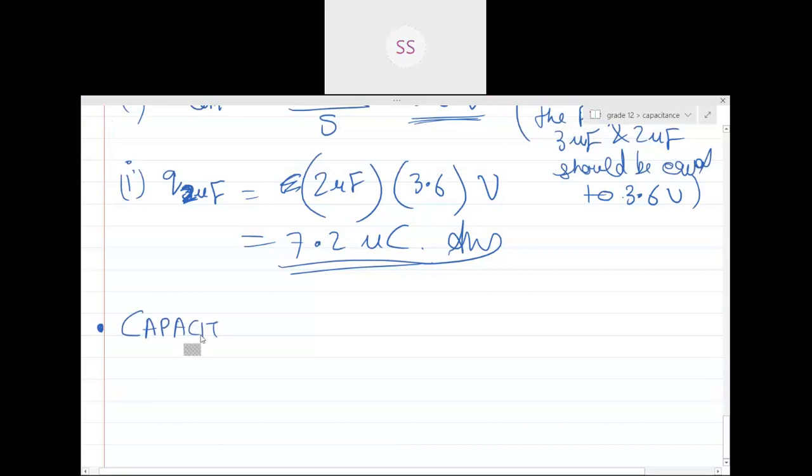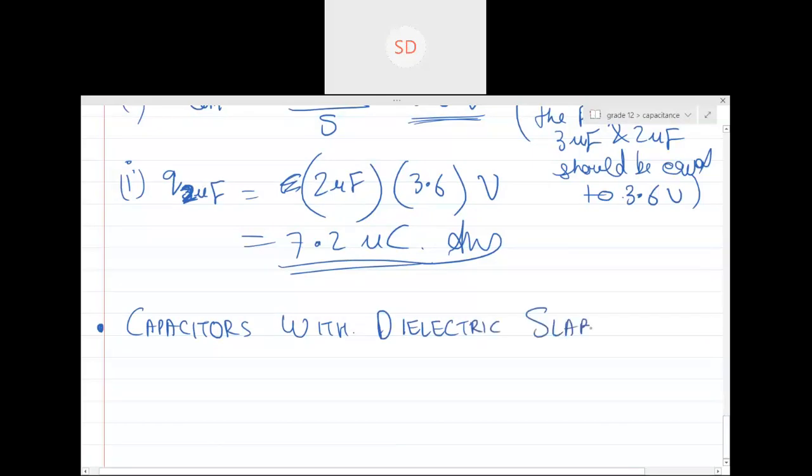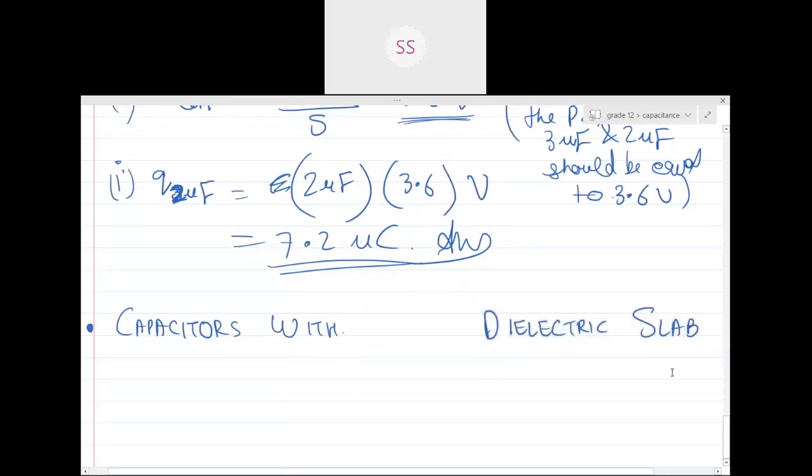Yes, sir. So you can write down the heading: capacitors, parallel plate capacitor with dielectric slabs in series connection. Next, with composite... composite ही बोलते हैं ना. I don't know what it is called.